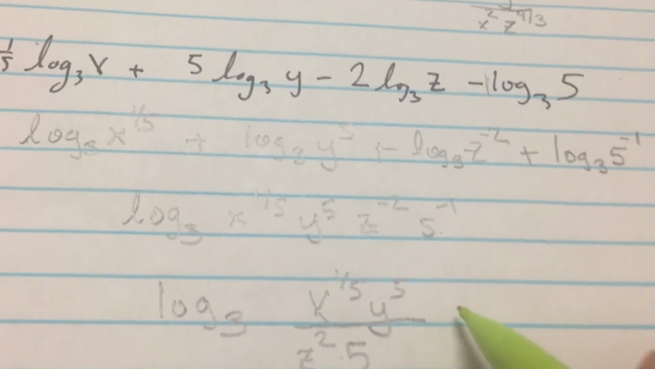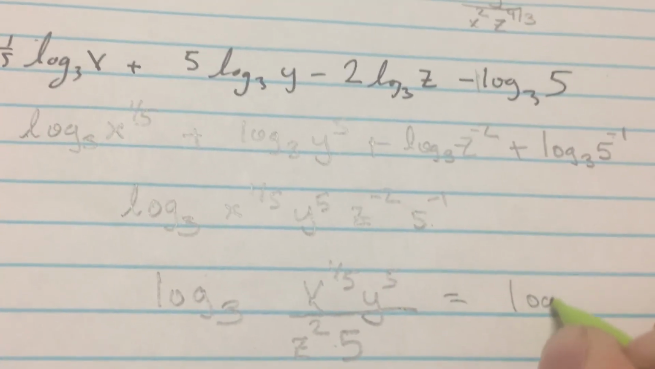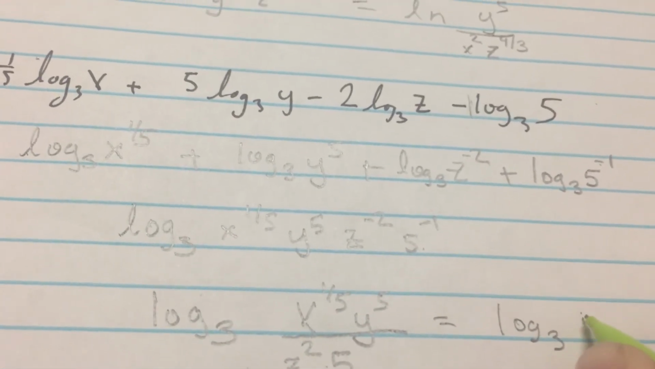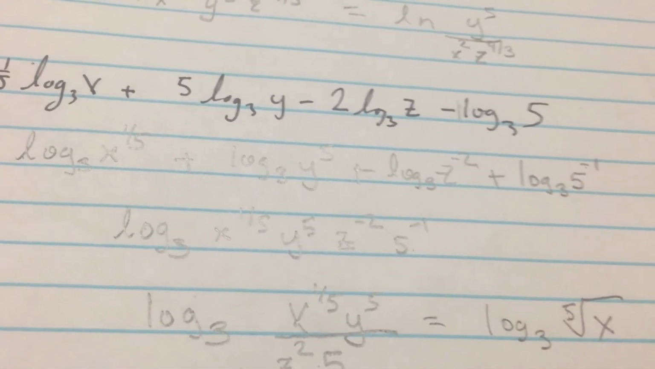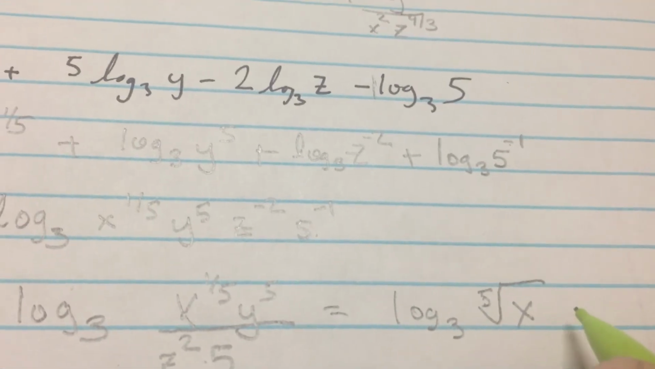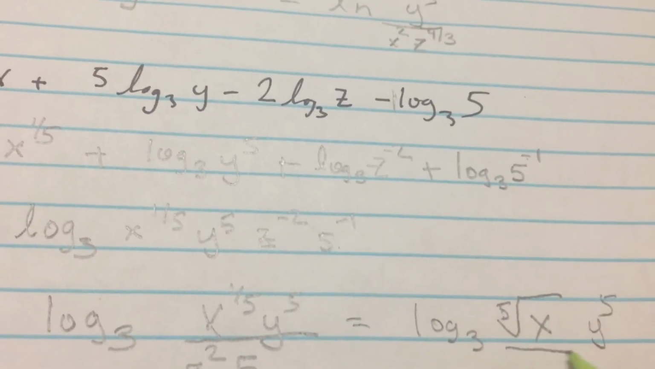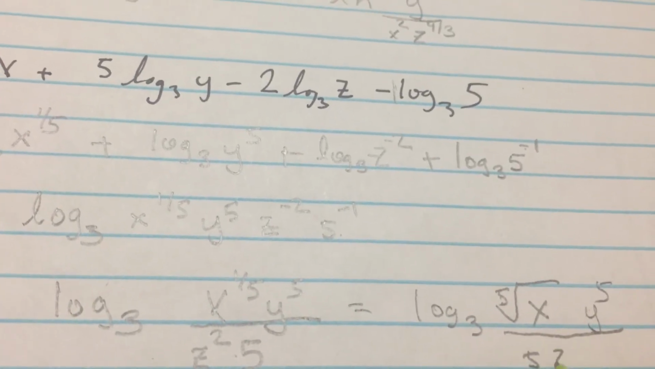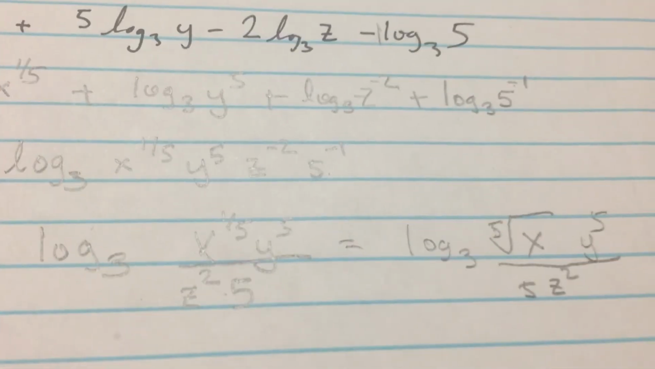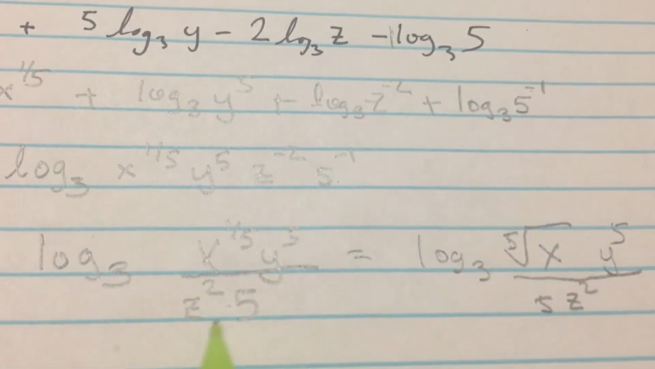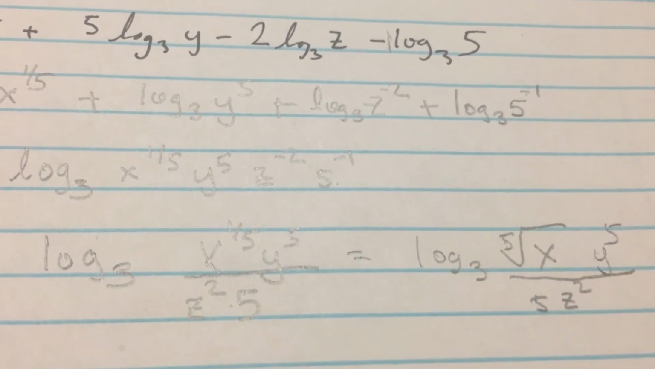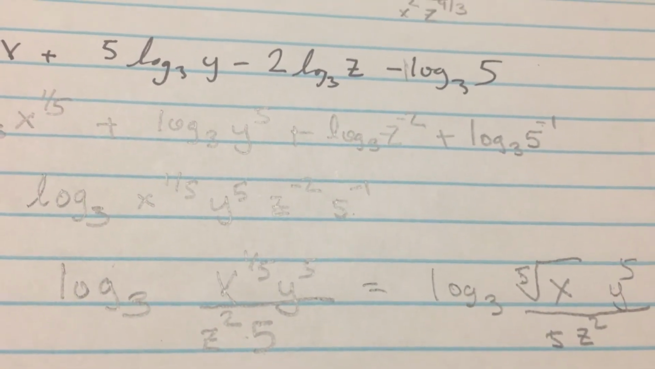Now, I'm the type of person who would like to write my 5 as a coefficient, so I probably would put it the other way around. I can write it like this. I'll change it up also. For the fifth power, taking the fifth root of x times y to the power of 5, and then all over 5z squared. So again, a couple different ways. I don't really mind as long as you don't put an addition or subtraction sign on that side.